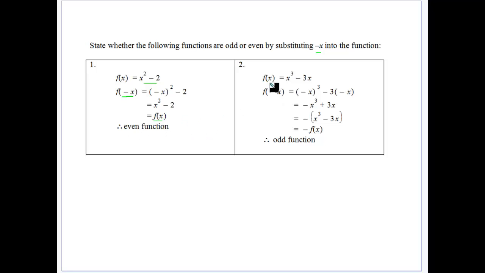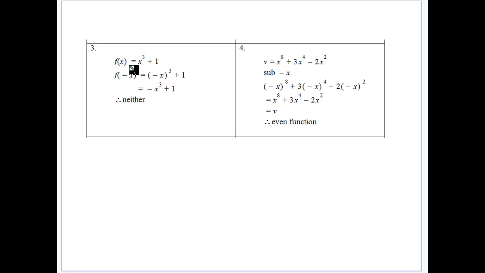Function of x is equal to x cubed minus 3x. So we put the minus x in, and we do a little bit of manipulation. This gives us minus x cubed plus 3x. But if we factorize the negative out, it becomes minus, x cubed minus 3x, which is back to what we started with. So it's going to be written as minus the function of x, which makes it an odd function, and that's okay.